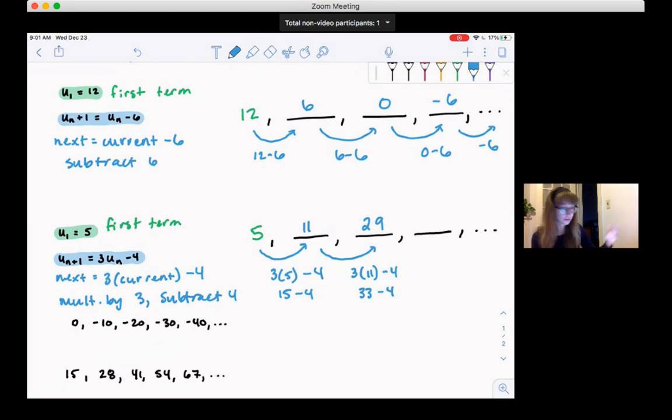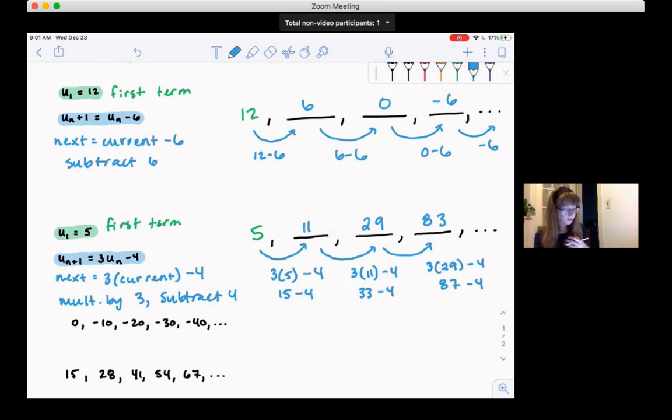Okay, to get the next term, we repeat that process again, but this time with 29. So 3 times 29, and then subtract 4. 3 times 29 is 87. So we're going to do 87 minus 4, which is 83. And you could keep repeating that process to get more terms in the sequence.